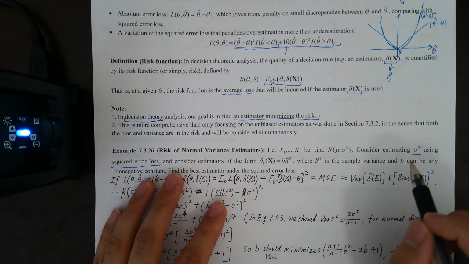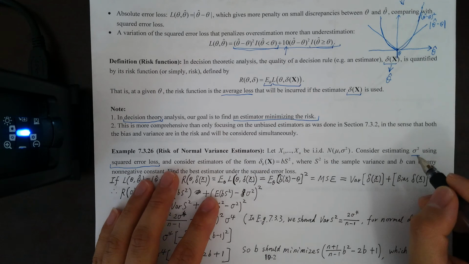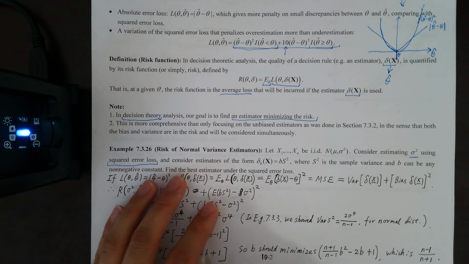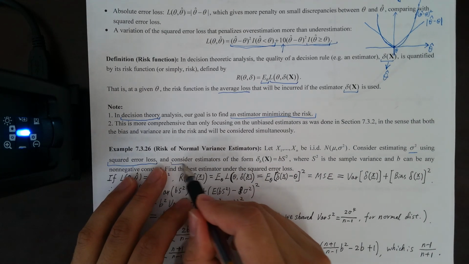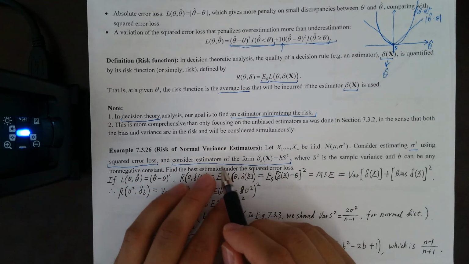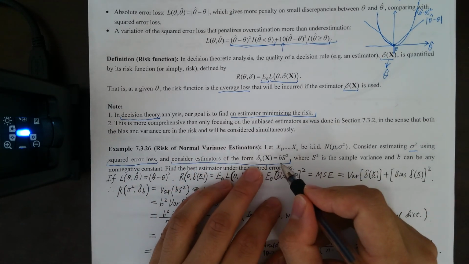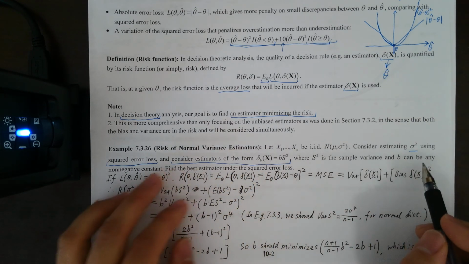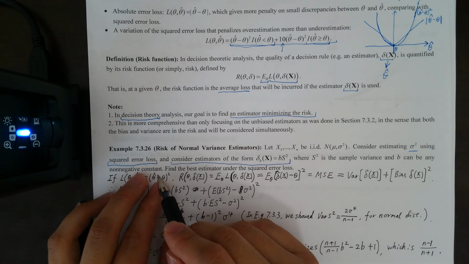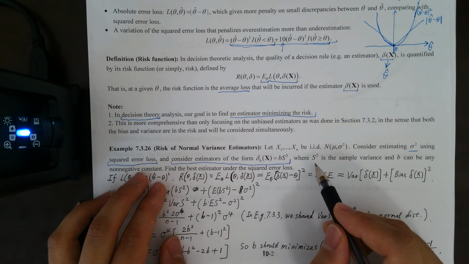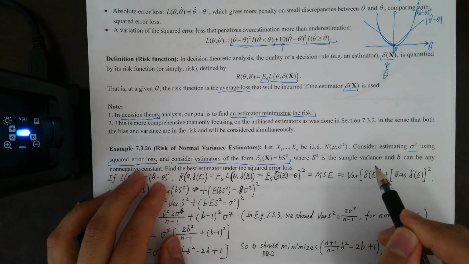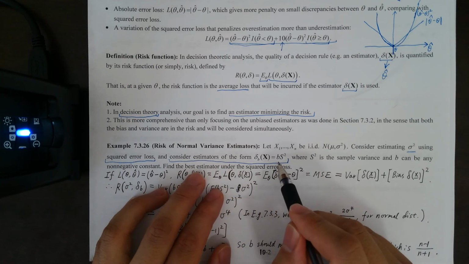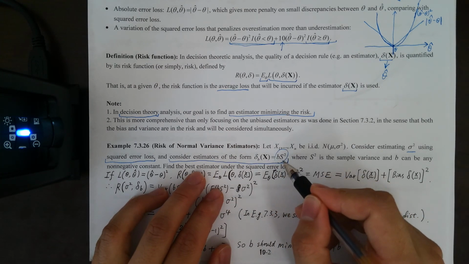Okay, so that means we want to estimate the variance sigma square under the squared error loss function. Now let's consider all the estimators of the form B multiplied by S square, where B can be any non-negative constant. That is the value we want to find, and S square is the sample variance. We want to find the best estimator of this form, B multiplied by S square.